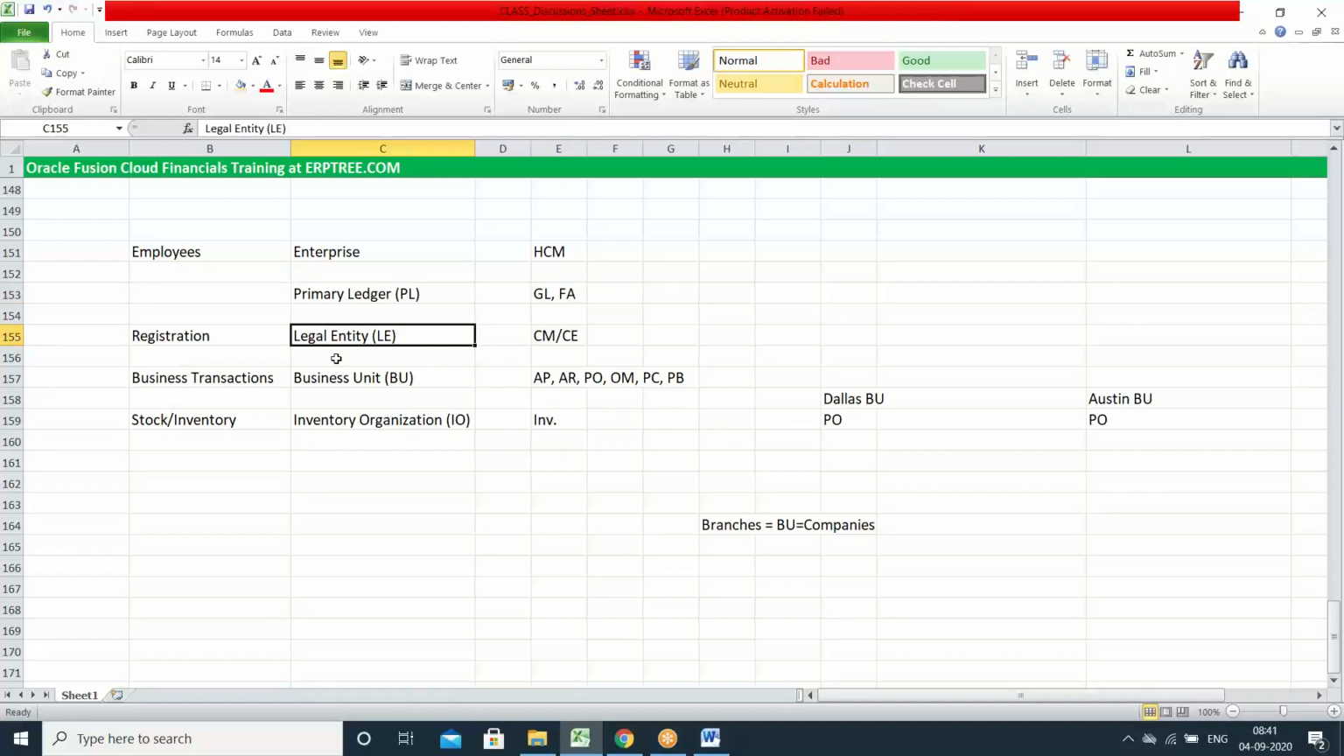And legal entity is nothing but company registrations. However many registrations we have, that many legal entities we have to create in the system. And at the legal entity level, we can have the cash management application.